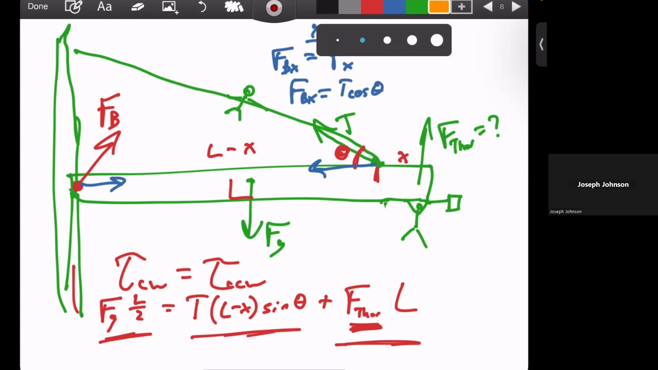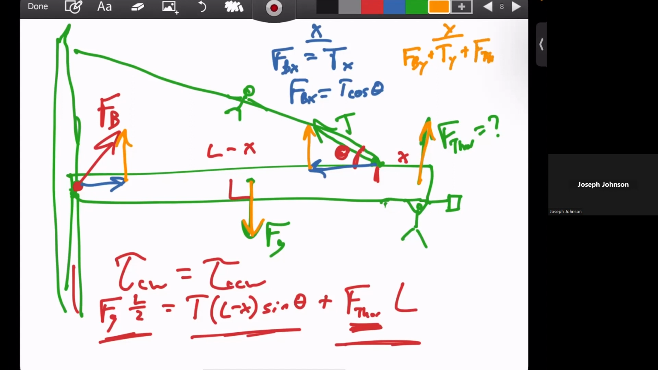In the Y direction, we have more forces than that. I'm going to draw them in yellow. We have an upward part of the building force. We have an upward part of the tension force. We have an upward force from Thor, and we have a downward force of gravity. So in the Y direction, the ups equals the downs. So in the up direction, we have FBY plus T in the Y, that's the tension from Spider-Man, plus Thor, which you just found. And that's going to equal the gravitational force on the bridge.